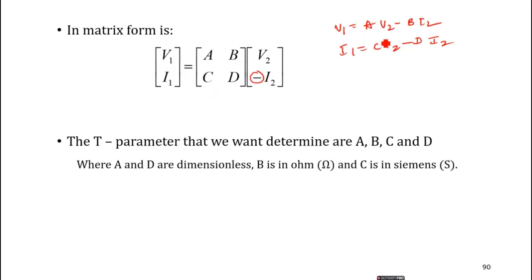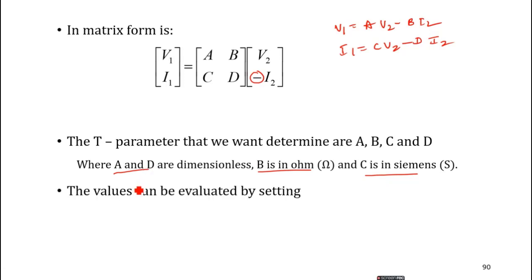Now, from this, the variables D and A are dimensionless, and B is in terms of ohm, and C will be measured in terms of Siemens or mho. You will come to know why A and D are dimensionless. And A, B, C, D parameters are evaluated by setting I2 equals to 0.